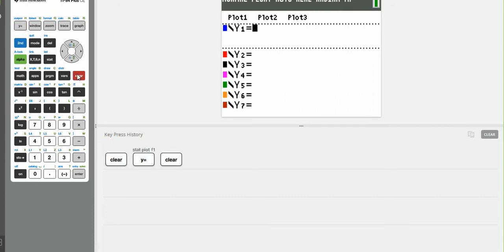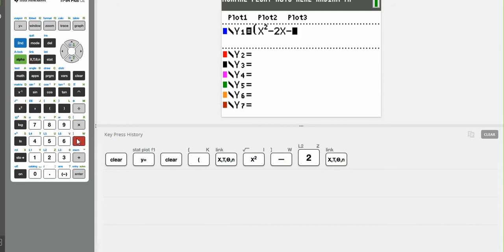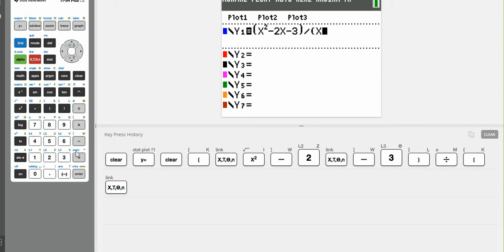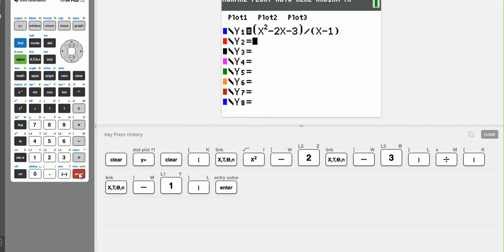So let's clear this out. I'm going to put parentheses around the numerator, which is x squared minus 2x minus 3, and you can keep up with my keystrokes by viewing the keystrokes here at the bottom. Divided by, and I can't emphasize this enough, you need parentheses around this, x minus 1. If you don't put parentheses around this correctly, you're going to be out of luck.